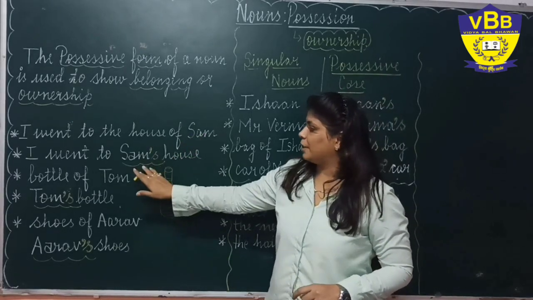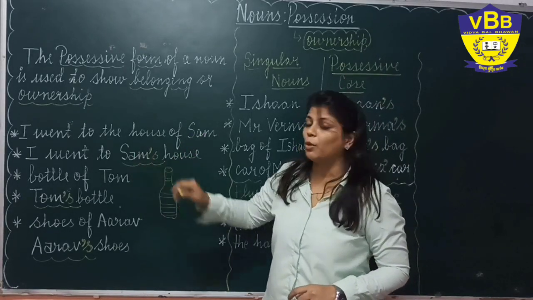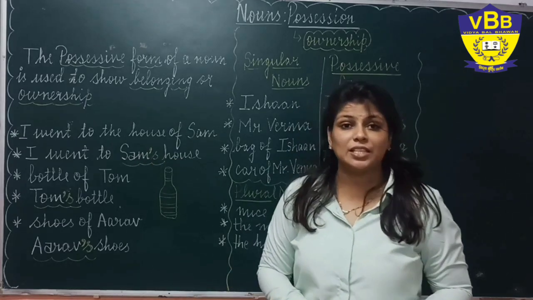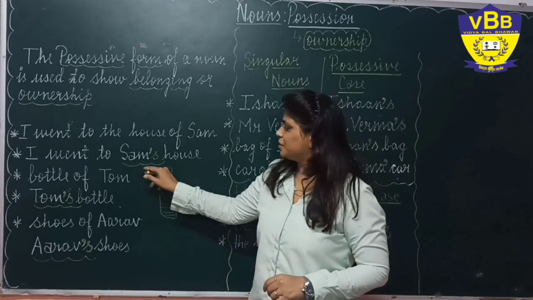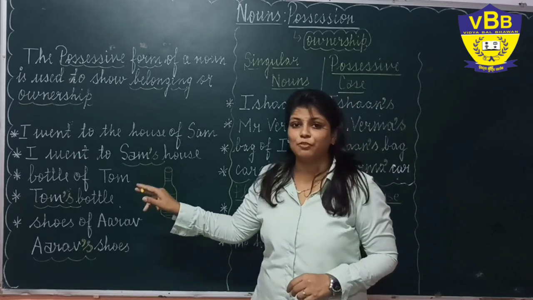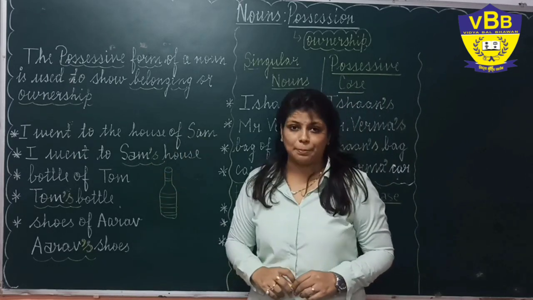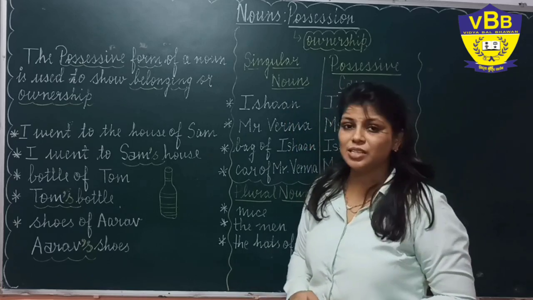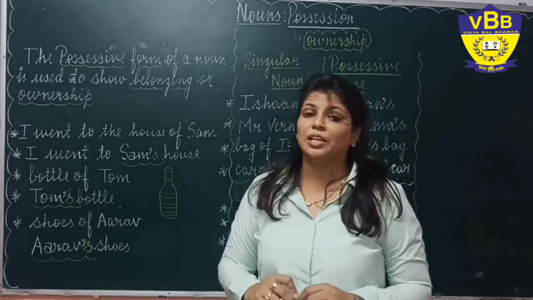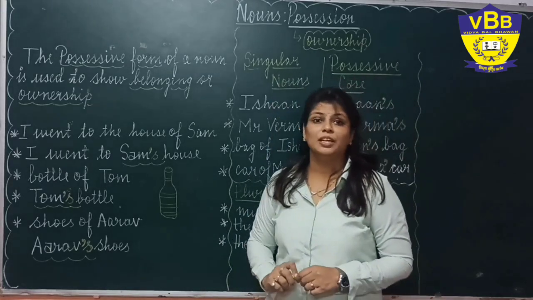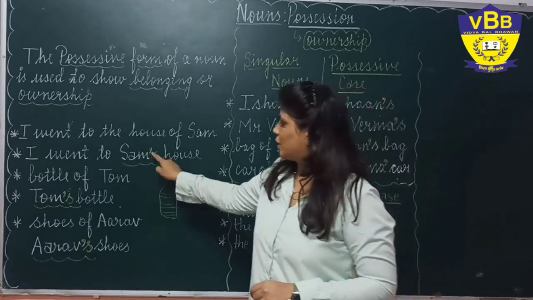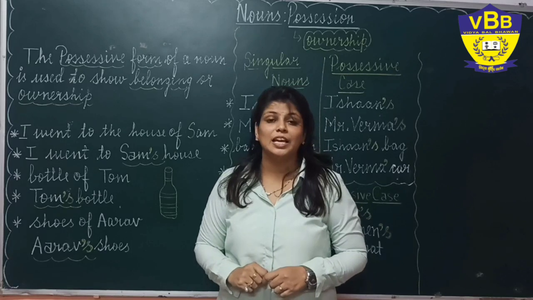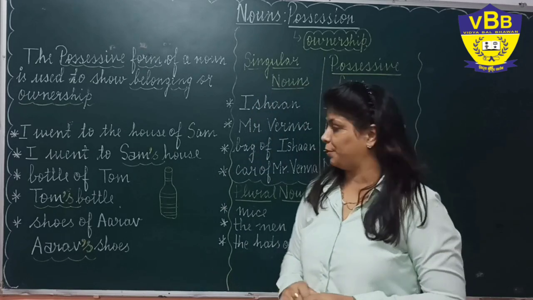So, Sam will become Sam's. We will use an apostrophe S to change it into the possessive form. Okay, so Sam's is the possessive form of the word Sam. Okay, so this is the way you have to change the nouns into their possessive case by using apostrophe S. Okay, this punctuation mark that you can see is known as apostrophe.